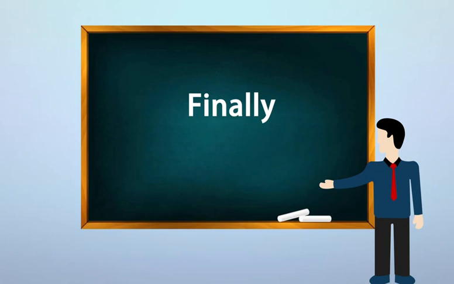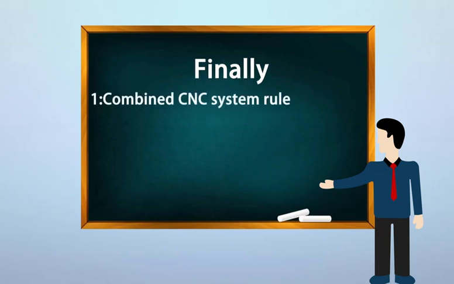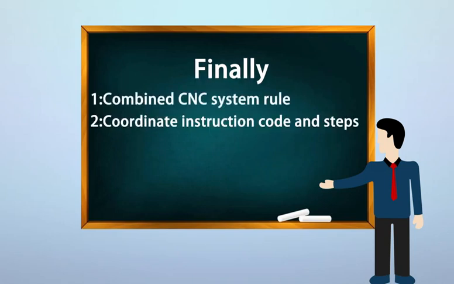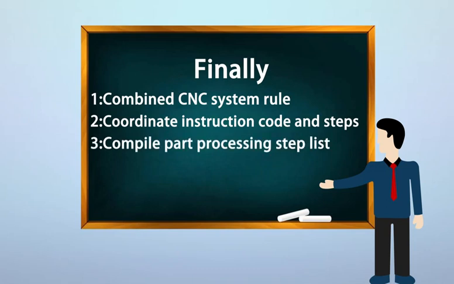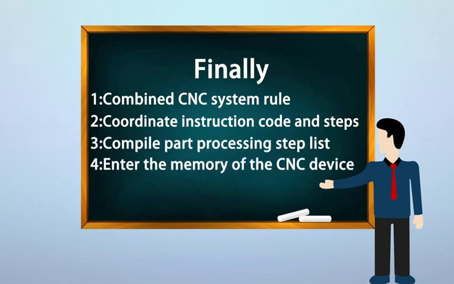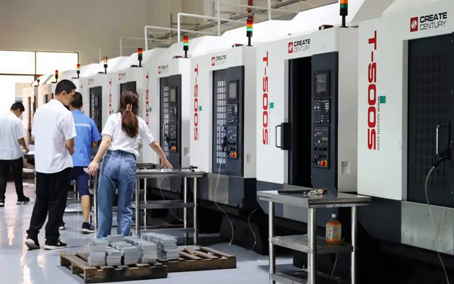Finally, based on the calculated coordinate values of the tool movement trajectory and the determined processing parameters and auxiliary actions, combined with the coordinate instruction code and step segment pattern used by the CNC system rules, the part processing step list is written segment by segment and input into the memory of the CNC device.